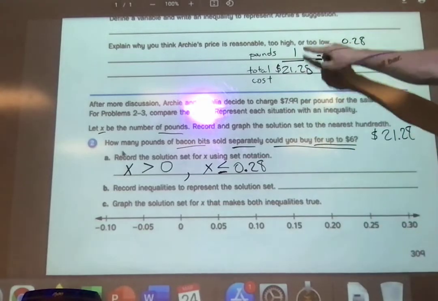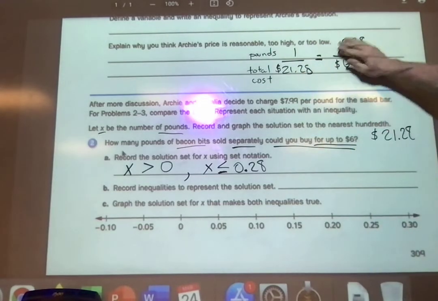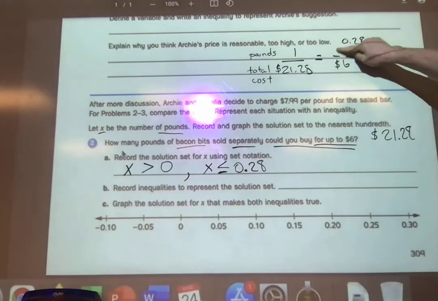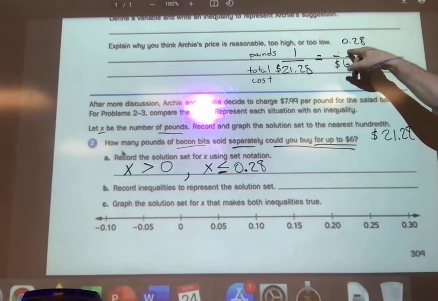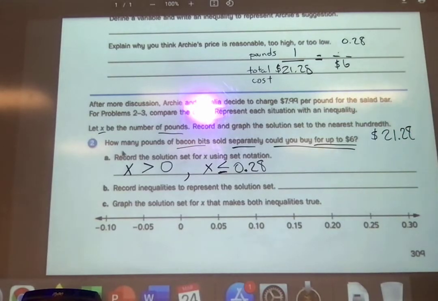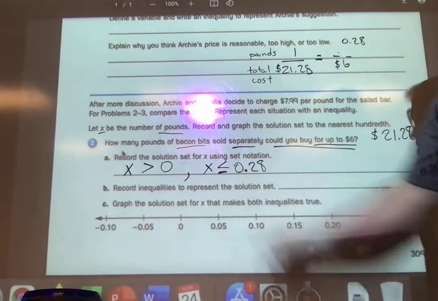Okay, if 1 pound costs $21.28, then 0.28 pounds costs $6. And it makes sense. This should be less. This is 3.54 times smaller, so this has to be 3.54 times smaller. And again, I still get up to about 28 hundredths. So you could buy up to 28 hundredths of a pound.